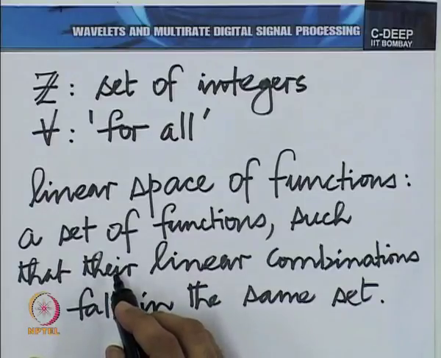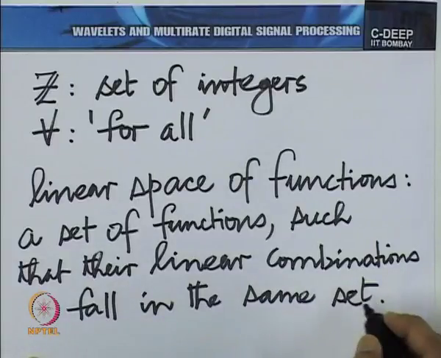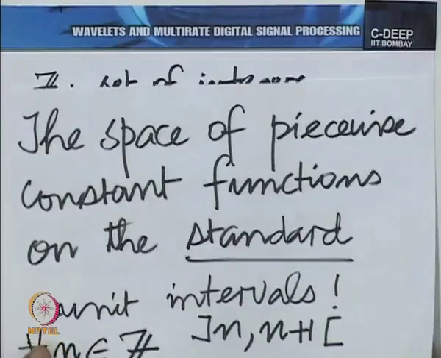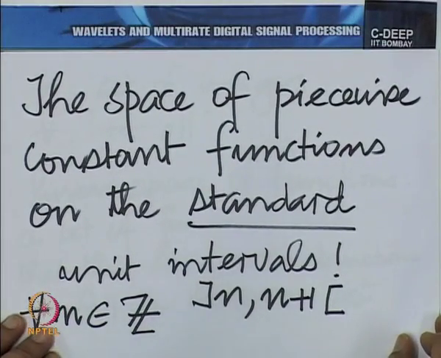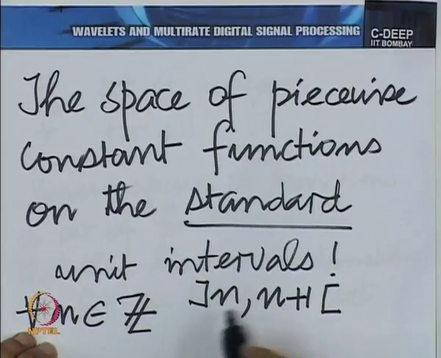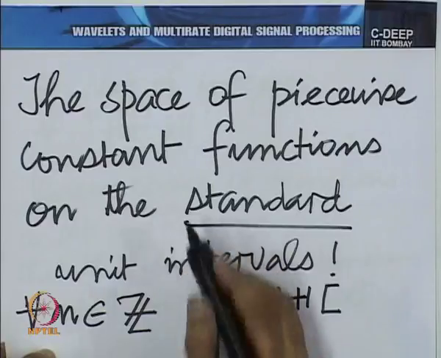So, you see, a linear space of functions is one in which any linear combination of functions in that set fall back into the same set. Now, here there is a little bit of clarification required. You see, in general, if you consider the space of functions that we talked about a minute ago, namely the space of piecewise constant functions on the standard unit intervals, which are the standard unit intervals? The open intervals of the form n to n plus 1 for all n over the set of integers, then there is an infinity of such functions.